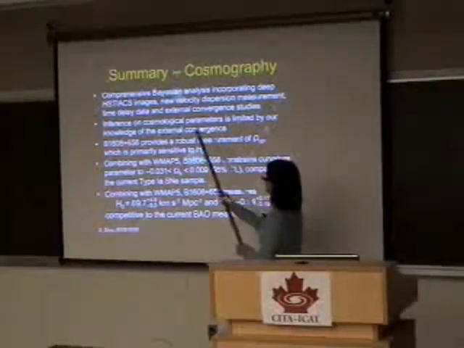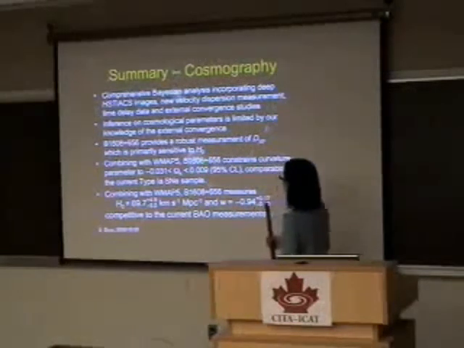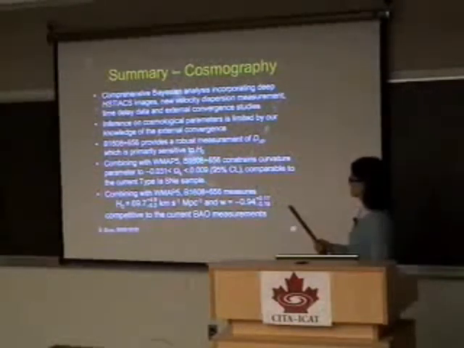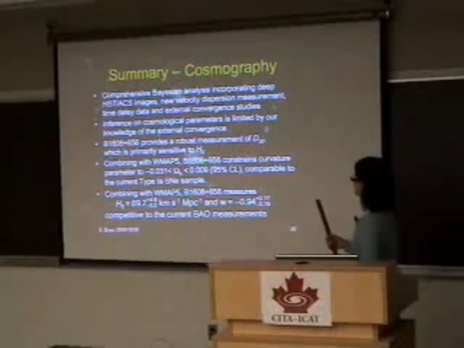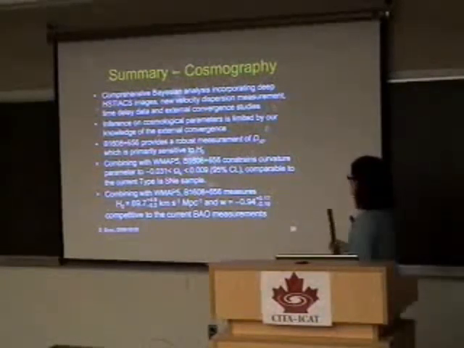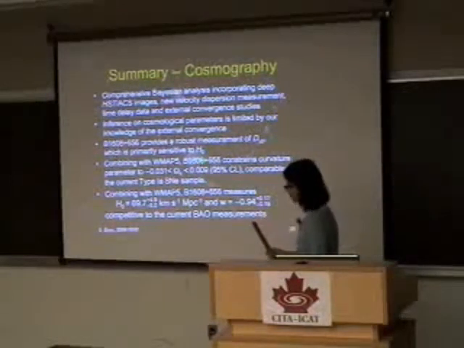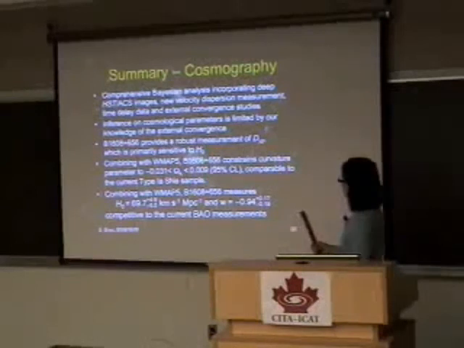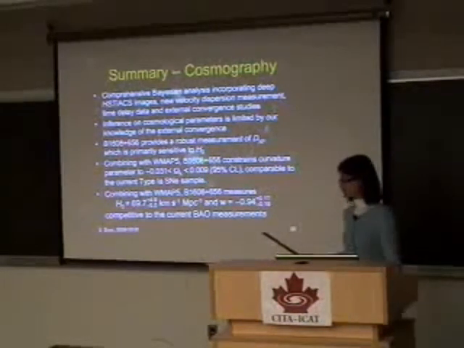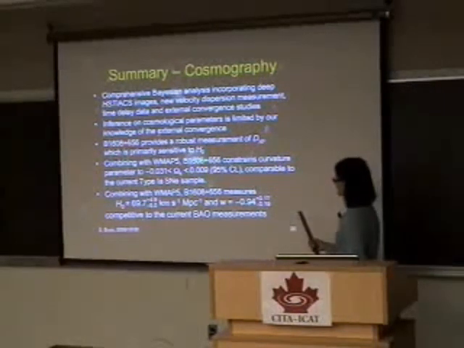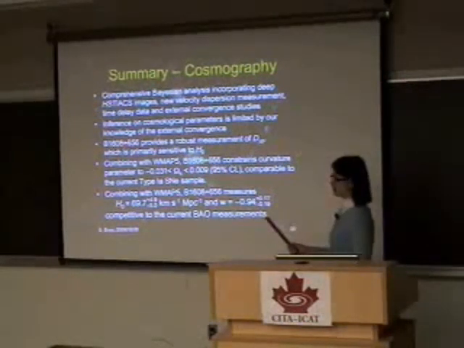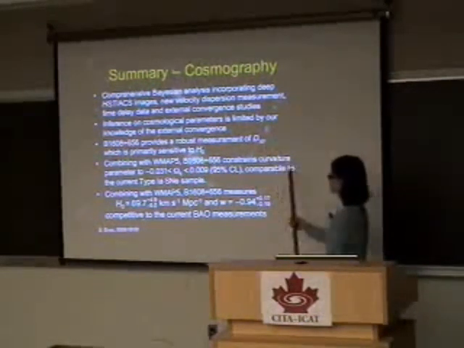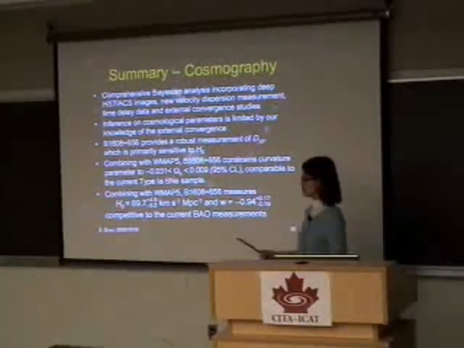We have developed a comprehensive Bayesian analysis incorporating deep HST ACS images, new velocity dispersion measurements, time delay data, and external convergence studies. Our inference on cosmological parameters is limited by our knowledge of the external convergence. 1608 provides a robust measurement of the time delay distance, which is primarily sensitive to the Hubble constant.